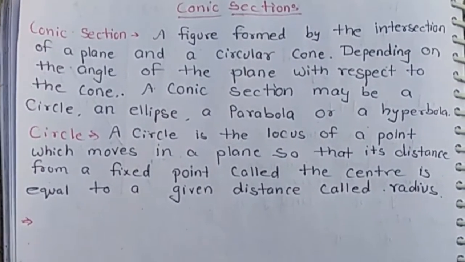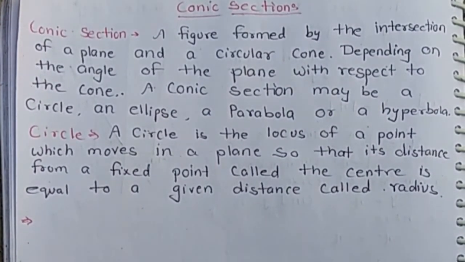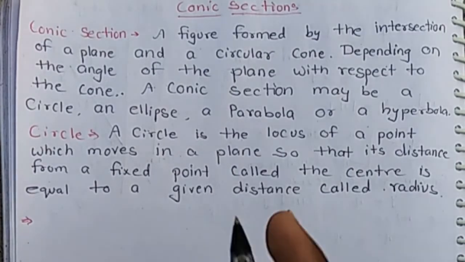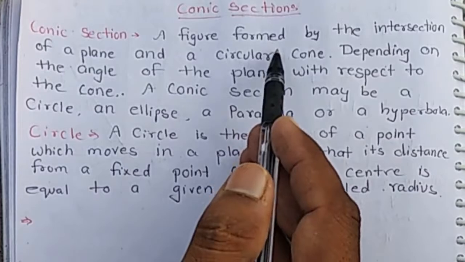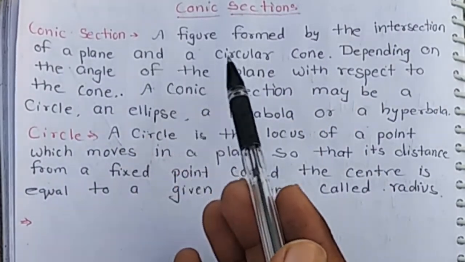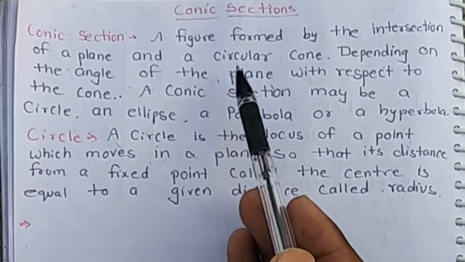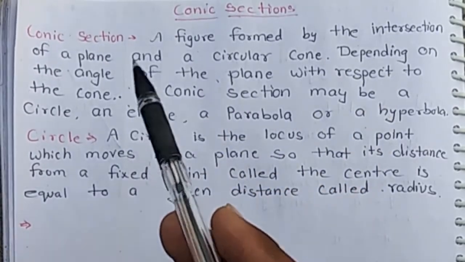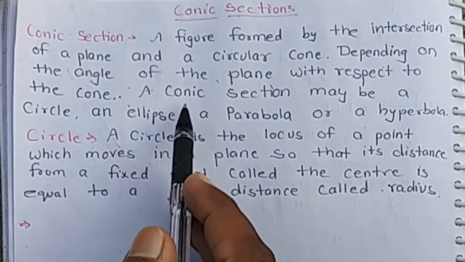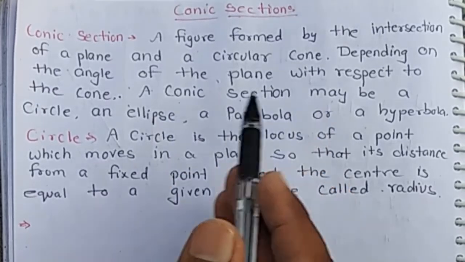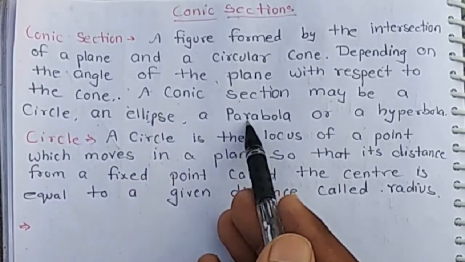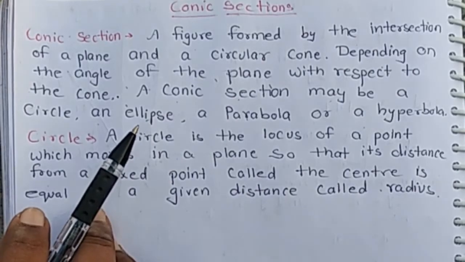Good morning, class. Today we are going to start our new chapter, conic section. Then what is conic section? A figure formed by the intersection of a plane and a circular cone, depending on the angle of the plane with respect to the cone, is called conic section. A conic section may be a circle, an ellipse, a parabola or a hyperbola.